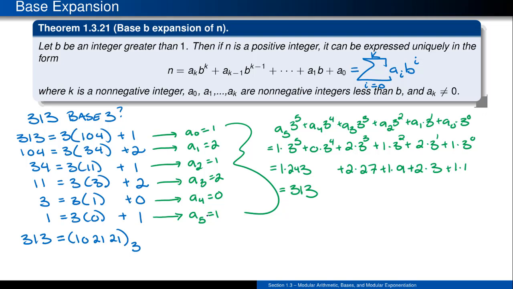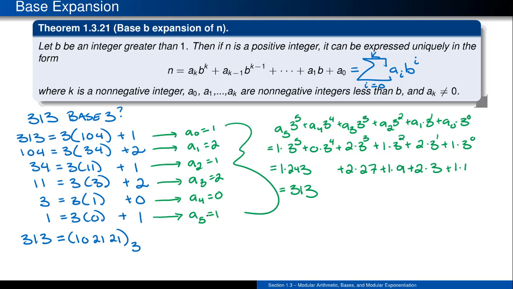So if I looked at the number 313, if I wanted to think about what this thing looks like base 3, what I'm going to do is constantly divide by 3. So I'm going to take that number 313, divide it by a 3. In this case, 3 goes into 313 104 times. What I'm going to be left with is a remainder of 1.